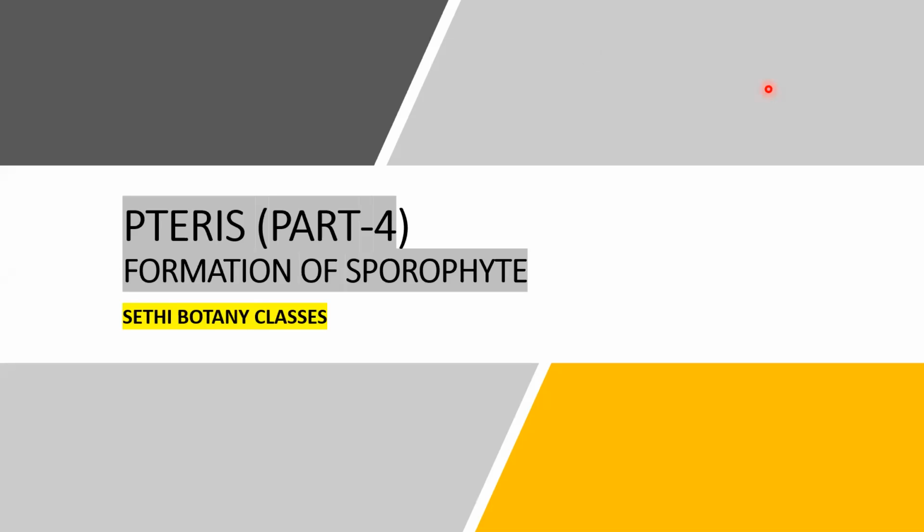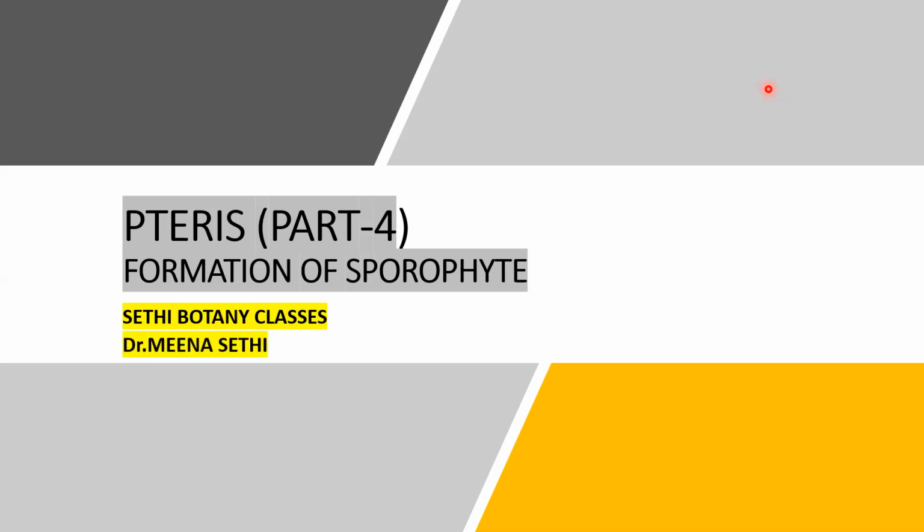In the third video, we discussed how spores germinate to form the gametophyte, the prothallus of Pteris. Then the prothallus bears sex organs, the male sex organ antheridium and the female sex organ archegonium, and spermatozoids are produced from the antheridium, and the archegonium has an egg, and that leads to fertilization and formation of the zygote. Now, in this video, we will discuss how the zygote reproduces to form the sporophyte.